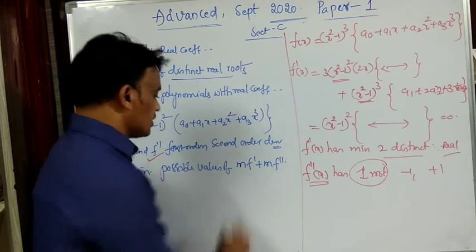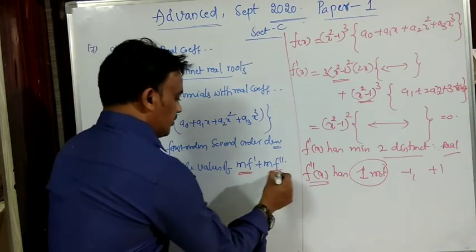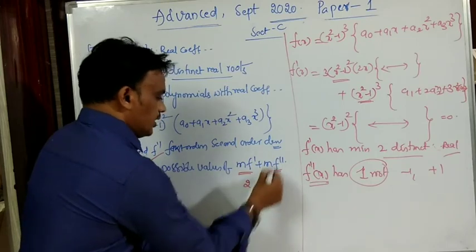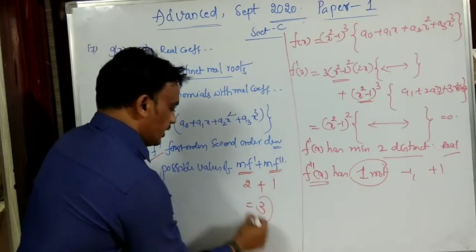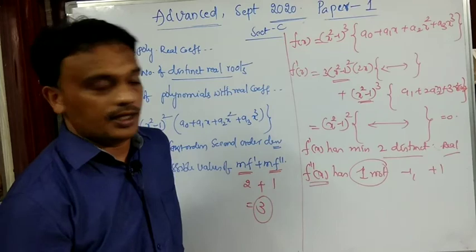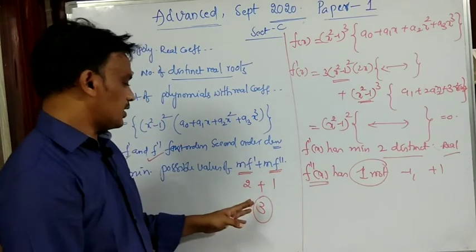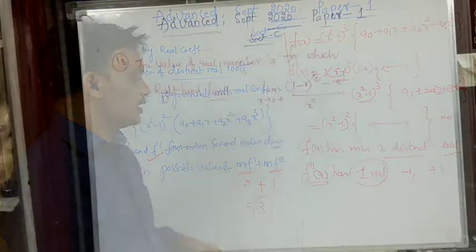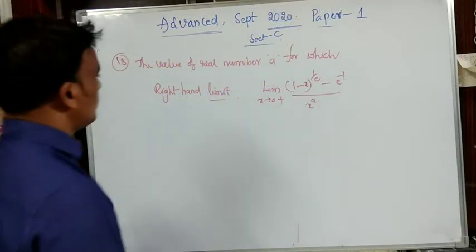So finally, what is the minimum value of real roots of f dash and f double dash? Here the 2 roots are there, and here the compulsory 1 root is there. Finally your answer is a minimum of 3 real roots for the minimum of m of f dash plus m of f double dash.